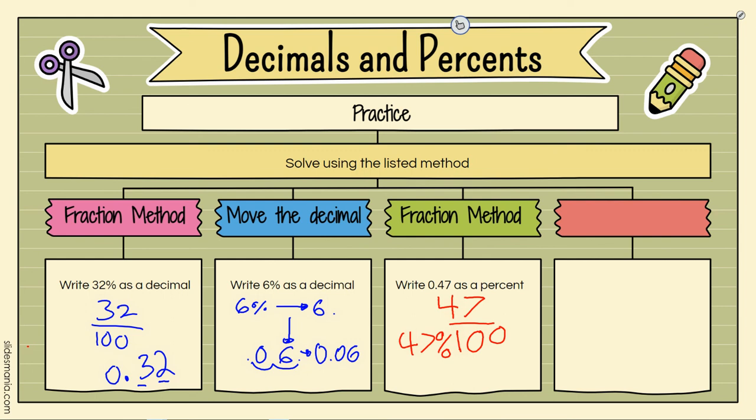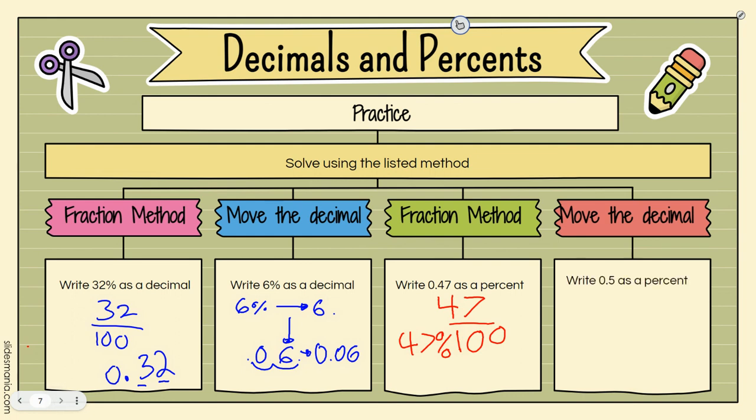Last one. Last one is moving the decimal by changing 5/10 into a percent. 5/10. Let's see. Let's get Brenda.